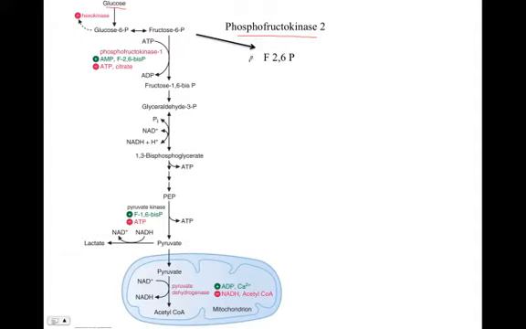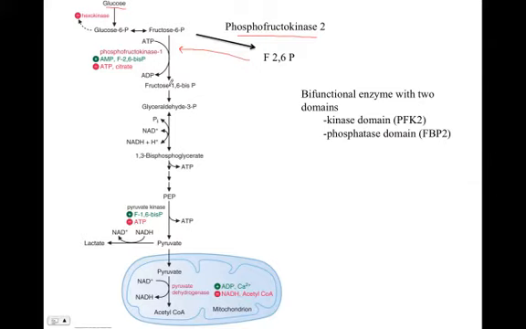Fructose 2,6-bisphosphate in turn stimulates the activity of phosphofructokinase 1, increasing the conversion of fructose 6-phosphate to fructose 1,6-bisphosphate. In this case, fructose 2,6-bisphosphate acts as a stimulator to the enzyme.